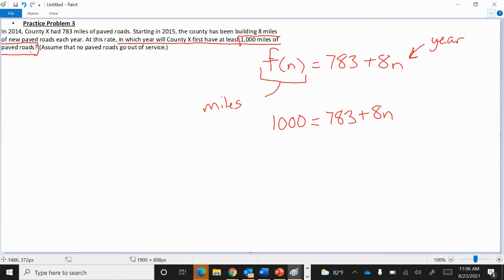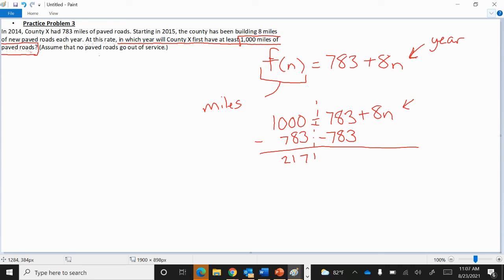Now, anytime we have a problem like this, our job is to get the variable, in this case n, by itself. We undo different numbers that are on the same side as n in order to get n by itself. So I like to take care of addition and subtraction first. In this case, I have a 783 being added to 8n, so I'm going to undo that with the inverse operation of subtraction. I'm going to subtract 783. Now, in math, whatever we do to one side of our equal sign, we must also do on the other side of the equal sign. So now I'm going to go ahead and compute 1,000 minus 783. If we do our math, it should end up being 217.